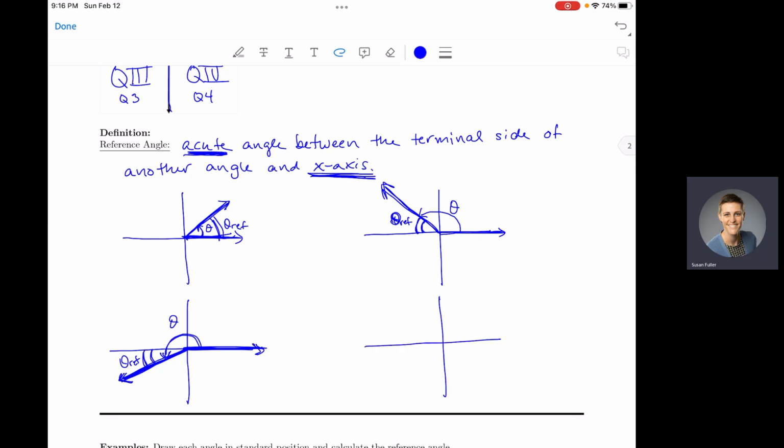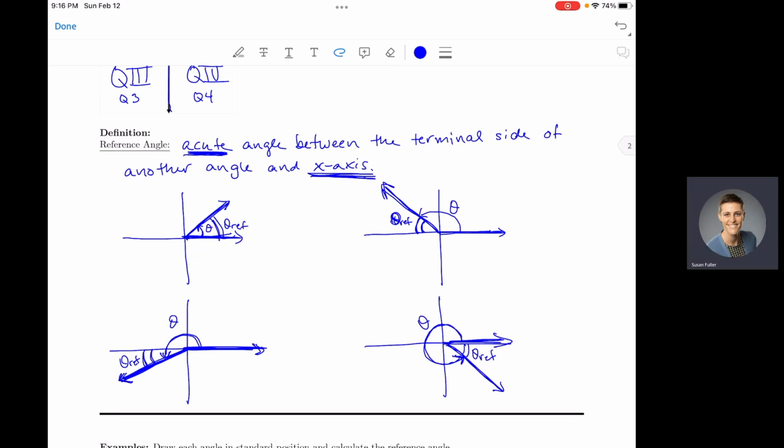Okay, let's try quadrant 4. So now we have our initial side, and let's say my angle starts and rotates all the way through the first 3 quadrants and ends up in quadrant 4. So my terminal side ends up right here. So theta rotated through all of this and stopped here. Where is my reference angle? It's the smallest angle between my terminal side and the x-axis. Well, that would be right here. There's my reference angle.